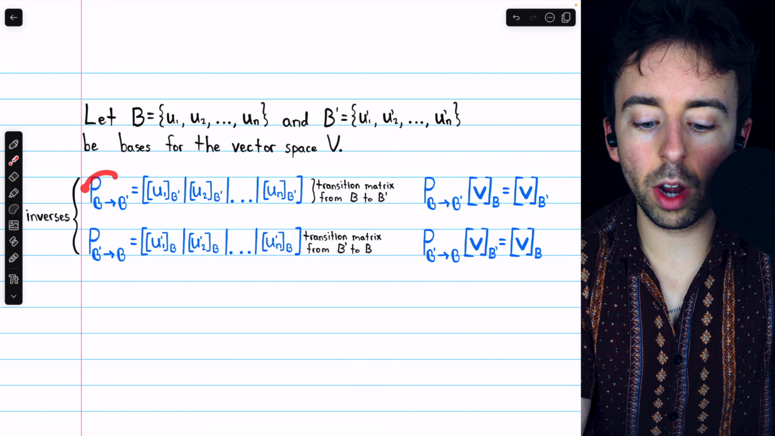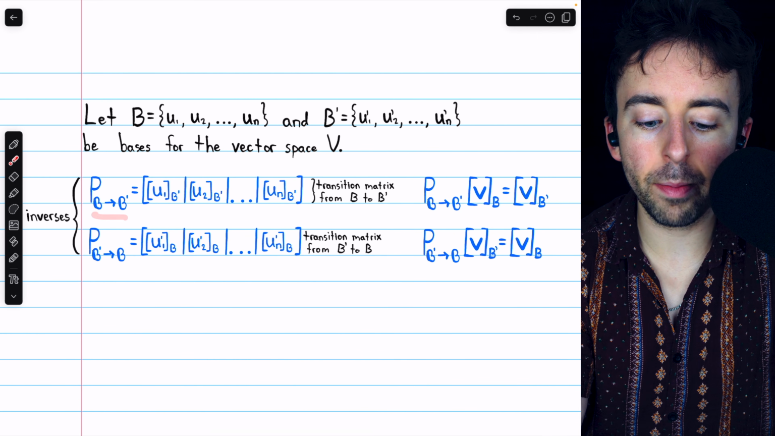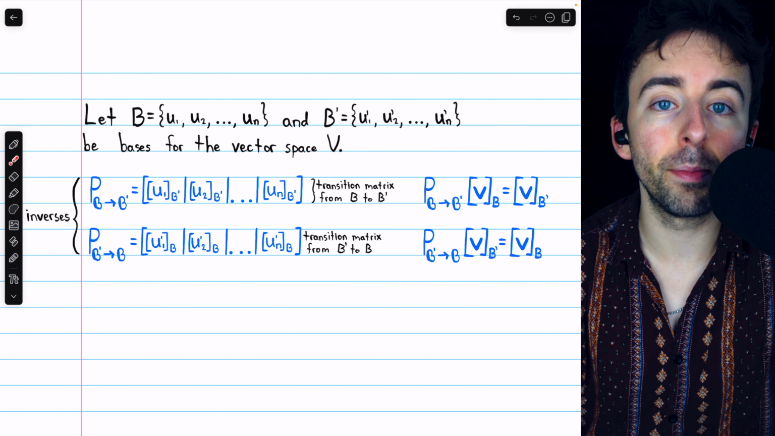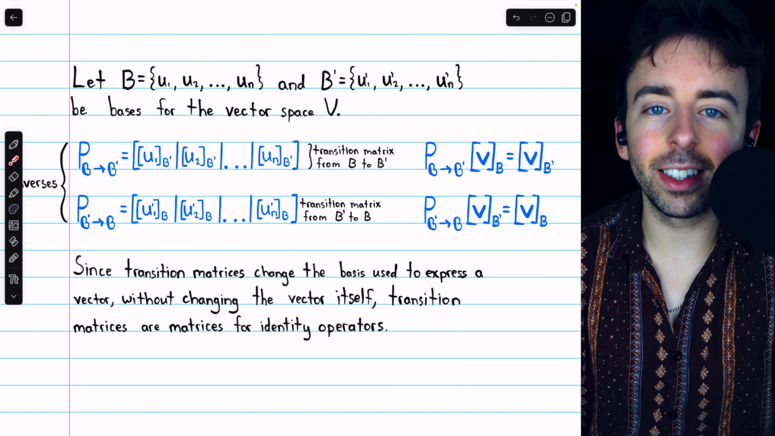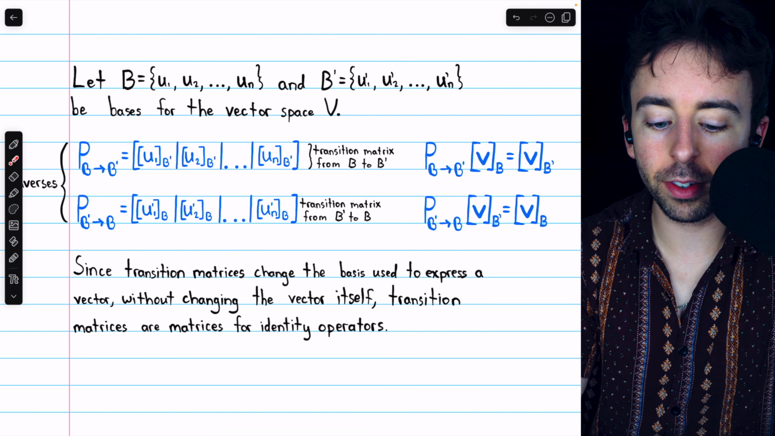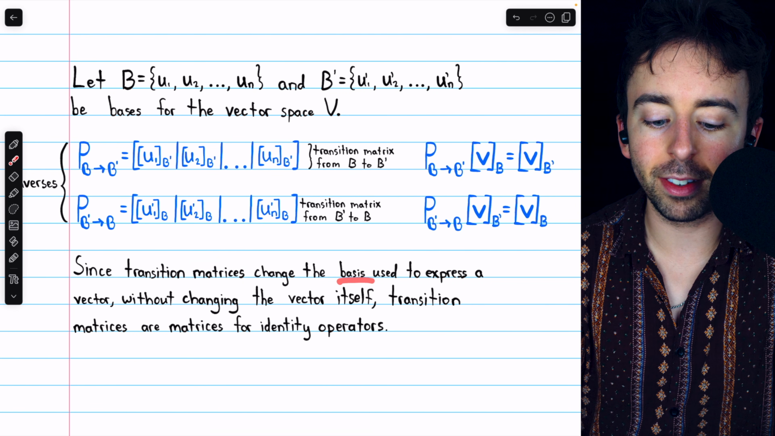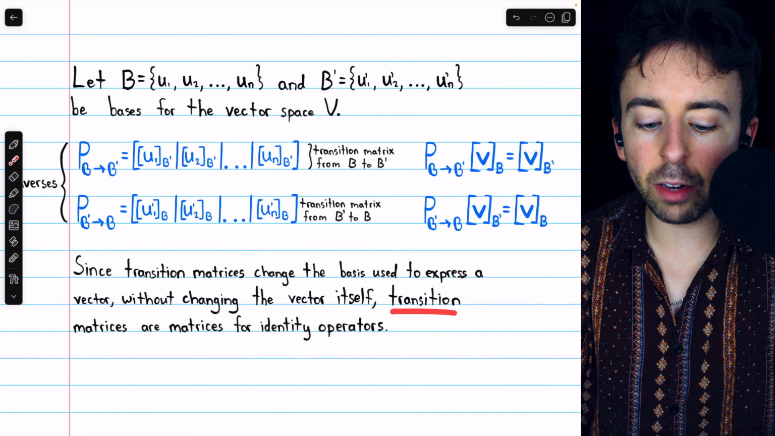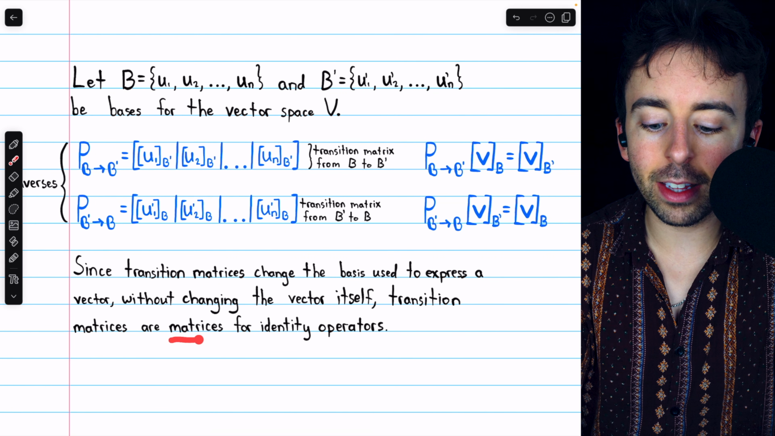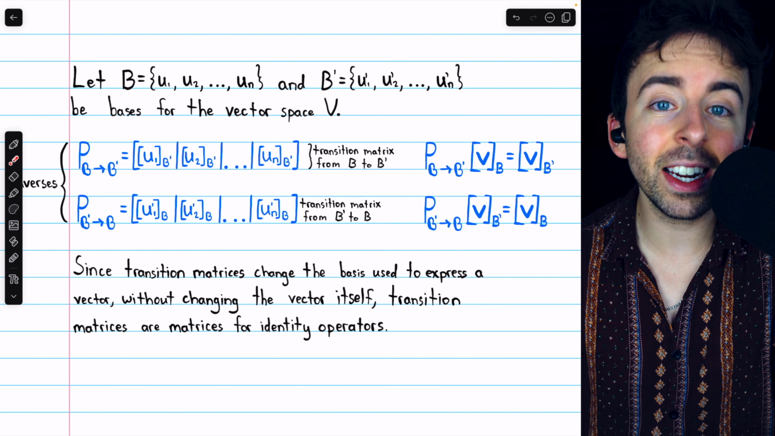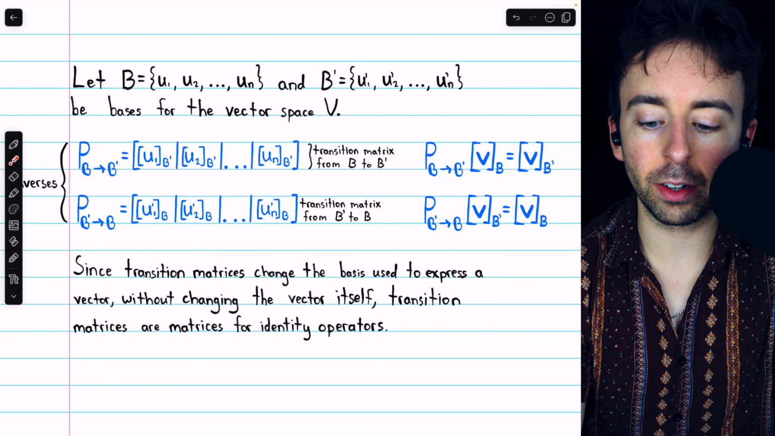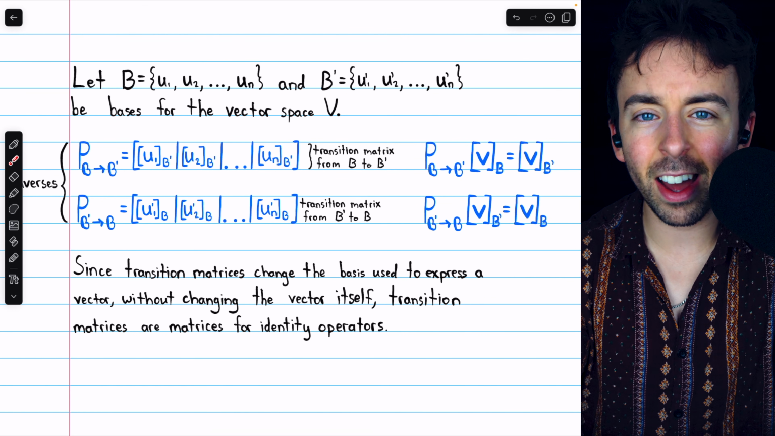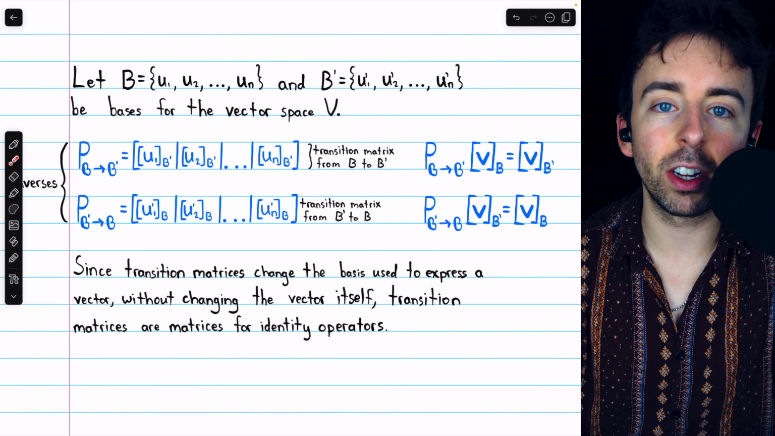And of course, since one of these transition matrices takes us from B to B prime, and the other takes us from B prime to B, it should be no surprise that these will be inverse matrices. But then here's the interesting thing that ties this back to linear operators. Since transition matrices change the basis used to express vectors, but without actually changing the vectors themselves, we can regard transition matrices as being the transformation matrices for identity operators. A transition matrix on a vector space V from a basis B to B prime is just like an identity operator, since it's not actually changing the vectors, it's just changing the bases.